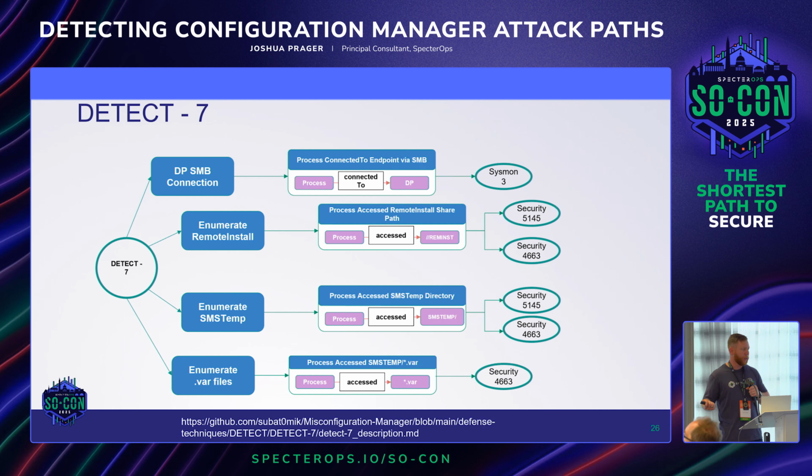I also have event ID 4663 in here, so that's a SACL, a system access control list. That's custom auditing for a Windows object. You'd have to set that up beforehand. So if you have distribution points in your environment and you are using PXE in your environment, I highly recommend you set up SACLs on that SMSTemp folder, baseline normal activity, what's communicating with it, and then alert upon any deviation, okay?